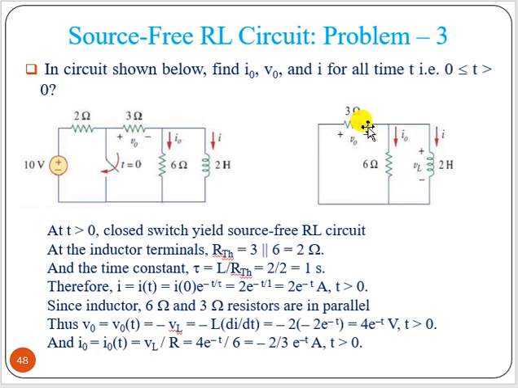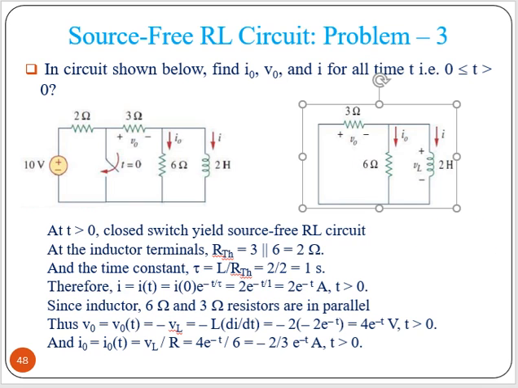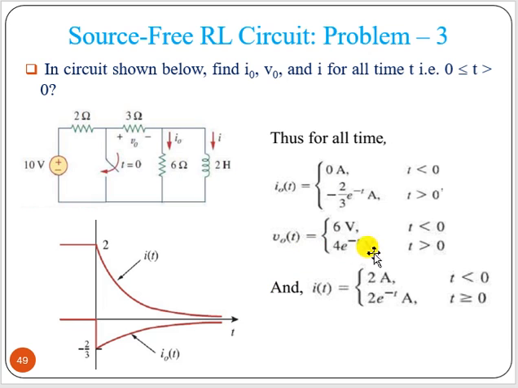Now you can see this 3 ohm is also parallel with 6 ohm, right? So those voltages will be the same. Okay. So IT is 2 ampere for t less than 0, and for t greater than 0, 2 e to the power minus t. So this is the plot of that. Before, IT is 2, then it goes to 0, and I0, before it is 0, then it goes to minus 2 by 3 and goes to 0 again, decreasing exponentially.